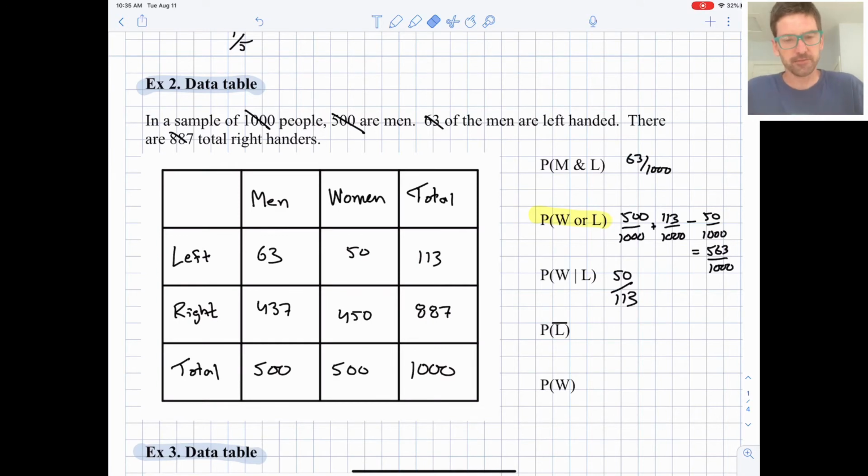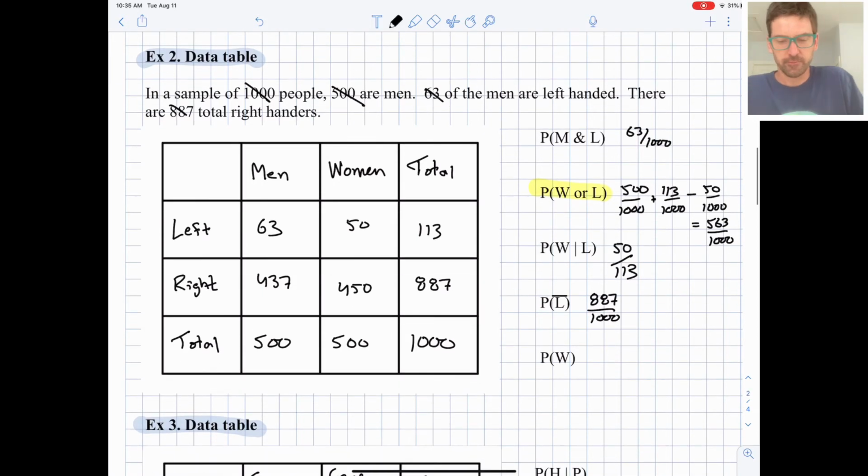Probability of not being a left-hander? Well, that means you're right-handed, right? So that's 887 out of 1,000. And then probability of being a woman is 1/2, 500 out of 1,000.